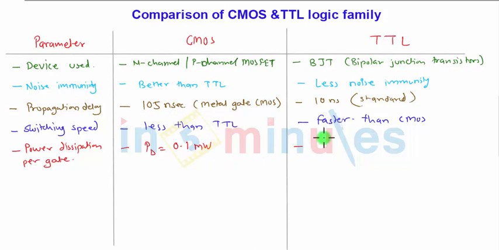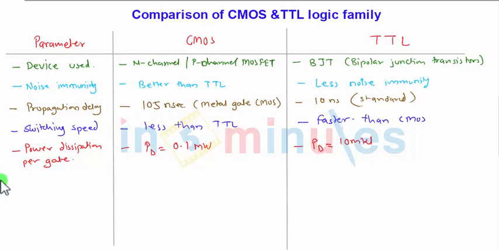hence they are used for battery backups, and power dissipation for TTL will be around 10 milliwatt per gate. So if you look carefully, it is almost 100 times more power dissipation per gate in TTL. So the CMOS family is more widely used where we are using battery operated devices.